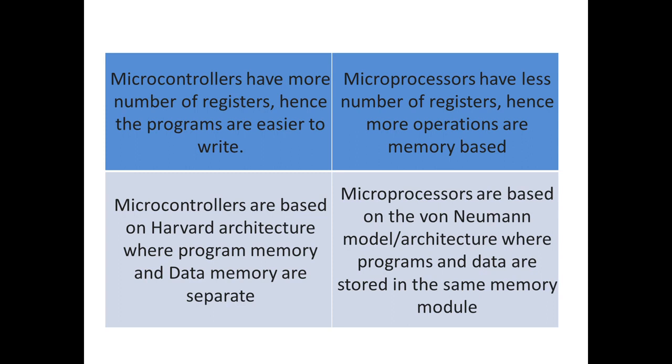A microcontroller is based on Harvard architecture, where the program memory and data memory are separate memories, whereas a microprocessor is based on the Von Neumann model or architecture, where the programs and data are stored in the same memory module.